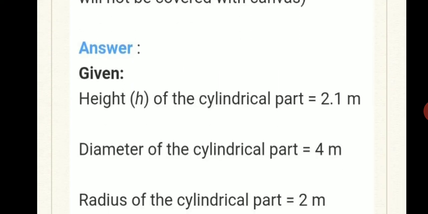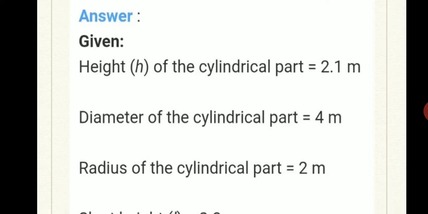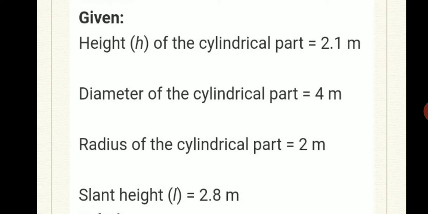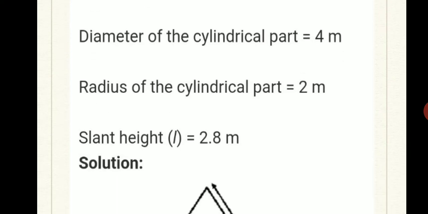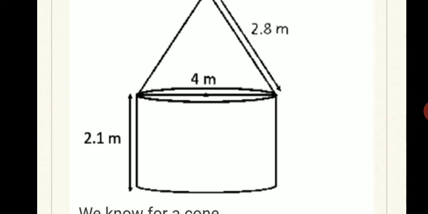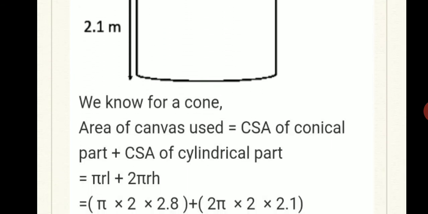Height of the cylindrical part equals 2.1 meter. Diameter of the cylindrical part equals 4 meter. Therefore radius of the cylindrical part equals 2 meter. Slant height l equals 2.8 meter. Now here in figure it is given. Now area of canvas used equals curved surface area of conical part plus curved surface area of cylindrical part. So formula will be pi rl plus 2 pi rh.